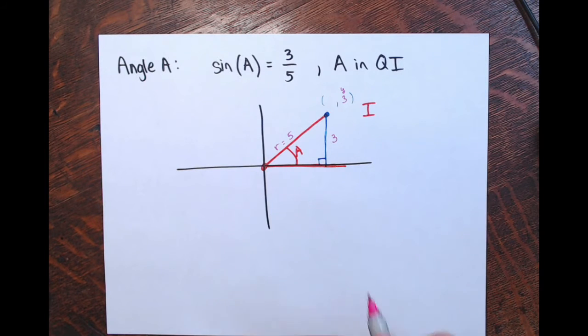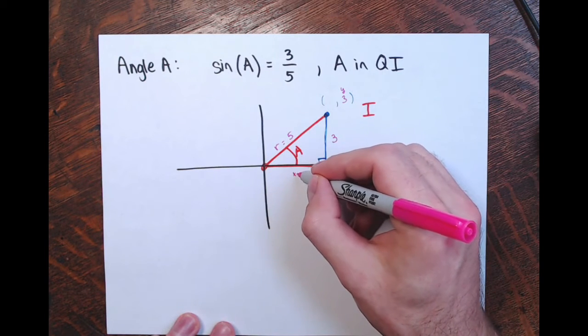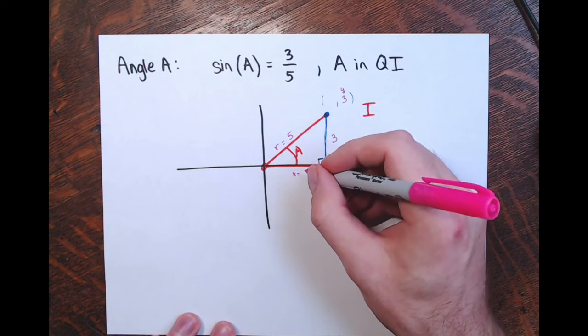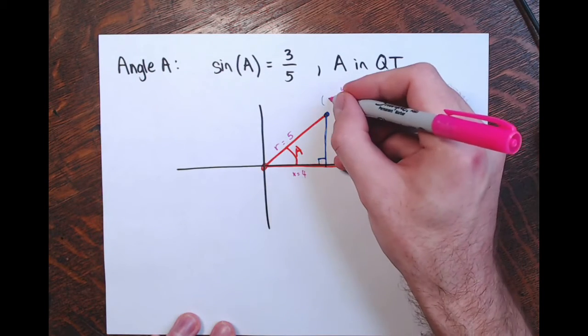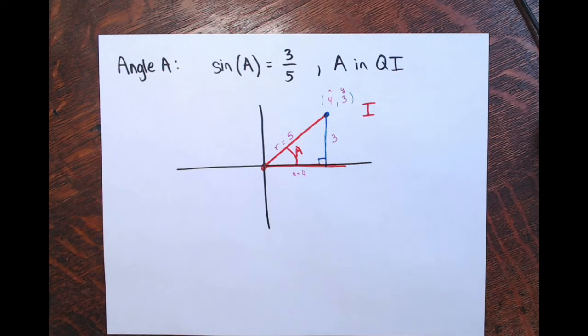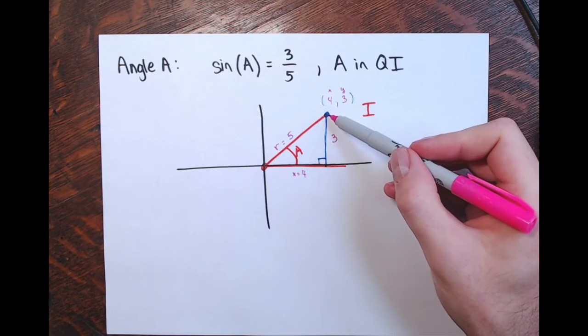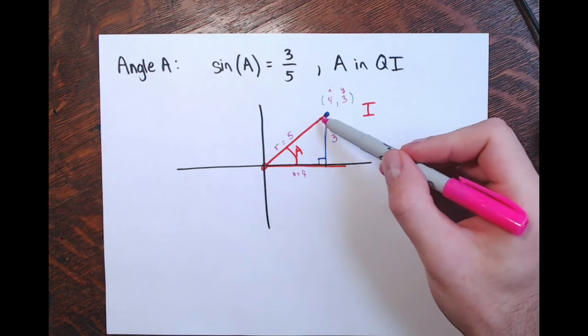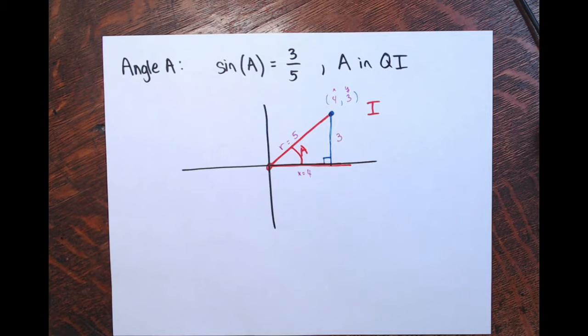All we're missing is the x coordinate. I call this x. X squared plus 3 squared equals 5 squared. You'll see that x has to be positive 4. I'm not going to go through all that. This is a 3, 4, 5 right triangle. And it would have to be positive, because you're in the first quadrant and x coordinates are positive. So this point I picked on the terminal side has an x coordinate of 4, a y coordinate of 3, and the distance to the origin is 5.